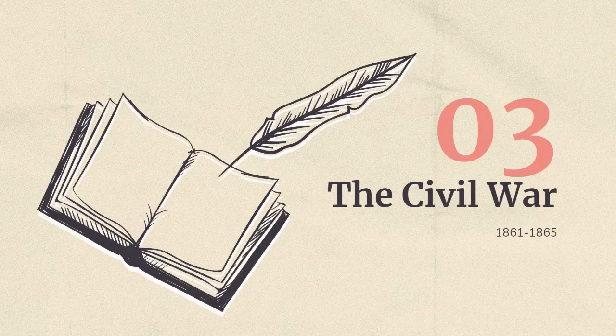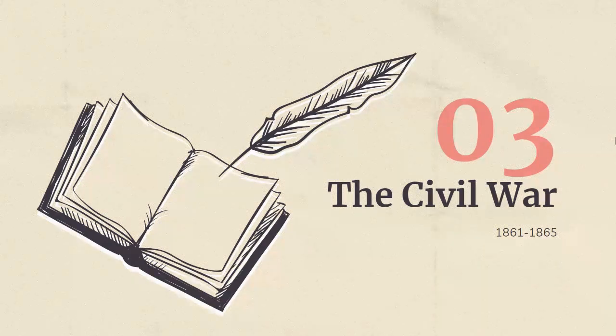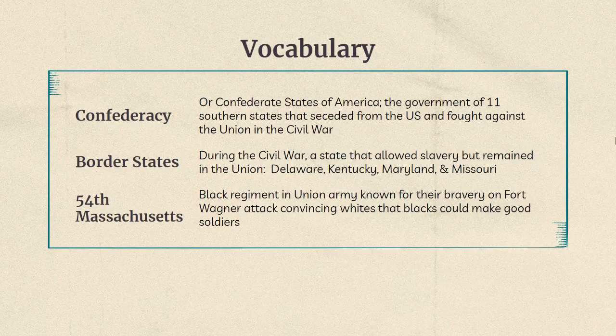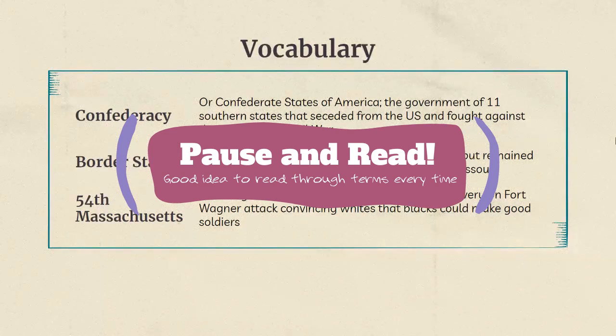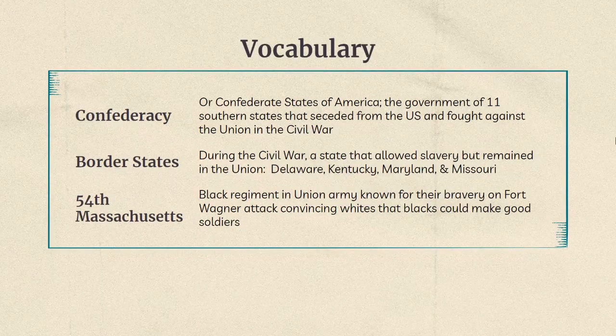This one pertains to the Civil War itself, which lasted from 1861 to 1865. Vocabulary that's important for us. Confederacy is actually a repeat. Confederacy, or the Confederate States of America, that has certainly a role today. In today's lesson, border states during the Civil War.